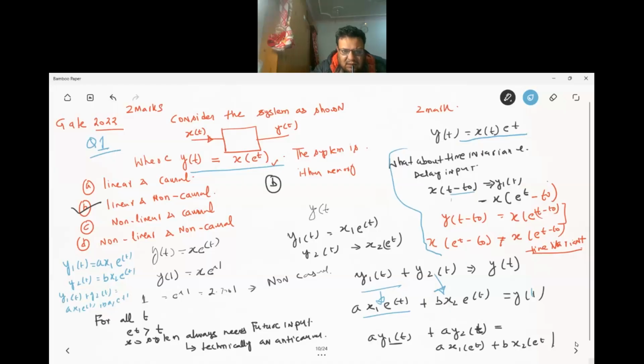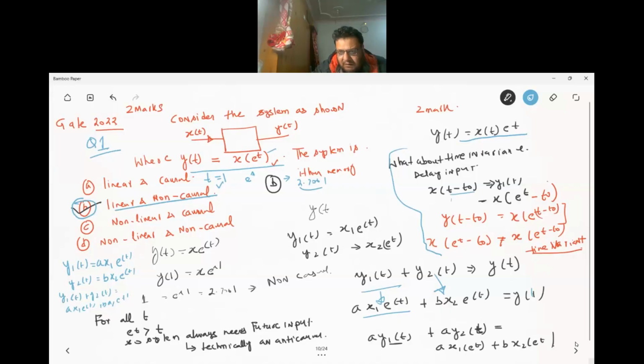Now, as far as the causal and non-causal part of this system comes into the picture, here y of t is equal to x of e power t, right? So again, as I told you, if you put t value 1, this e power 1 value will become 2.7601. So for every t value 1, the other t value at the output is going beyond it. For the system to be causal, the input time should be equal to or less than the output time. So in this case, this system is a non-causal system. So the option would be B, linear and non-causal.